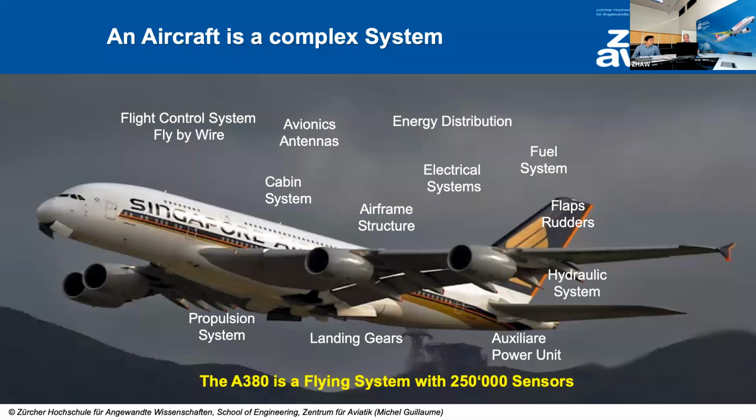It's not only airframe structure, it's not only the flight control system by fly-by-wire, it's energy distribution, fuel system, electrical systems, connectivity with data links, engines, and auxiliary power unit. It's really a complex system, bringing everything together. And the A380 you can say is a flying system with 250,000 sensors, a sensor network system. And most people do not know that the A380 is more or less the father of the more electrical aircraft. Everyone thinks it's the Boeing 787. Yes, the 787 went even further, but really bringing more electric systems on board, that was the first plane, the A380.